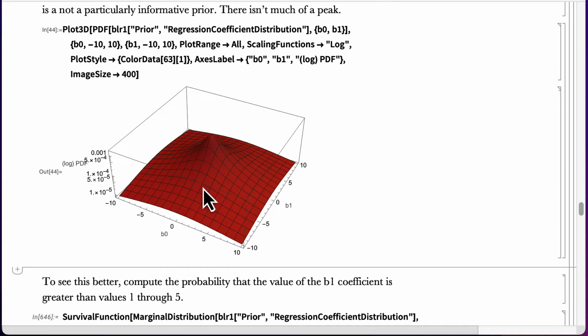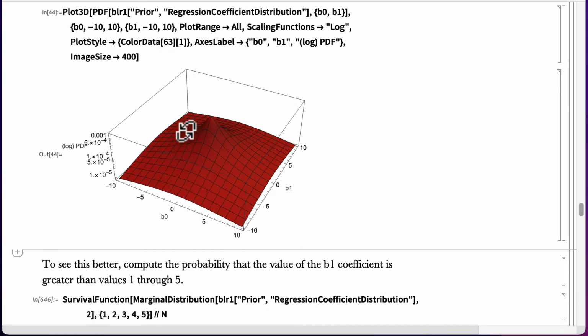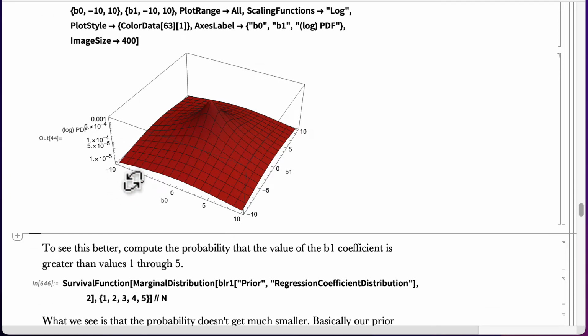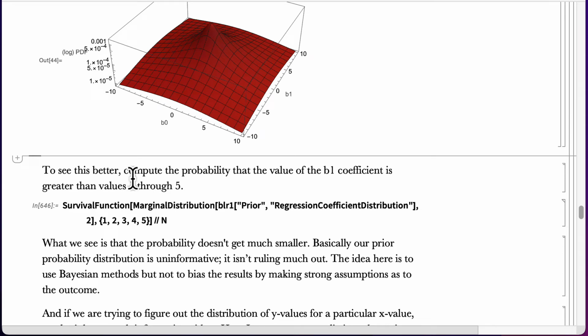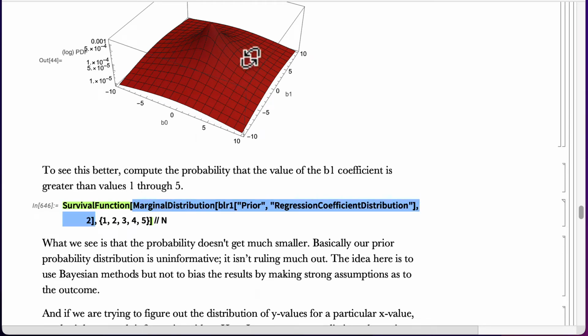You can see that the prior does have a peak, and it's a little hard to interpret this, but I think the best way to see just how uninformative this prior is, let's take the second marginal, okay? Marginal distribution going this way. And let's evaluate the survival function at 1, 2, 3, 4, and 5.